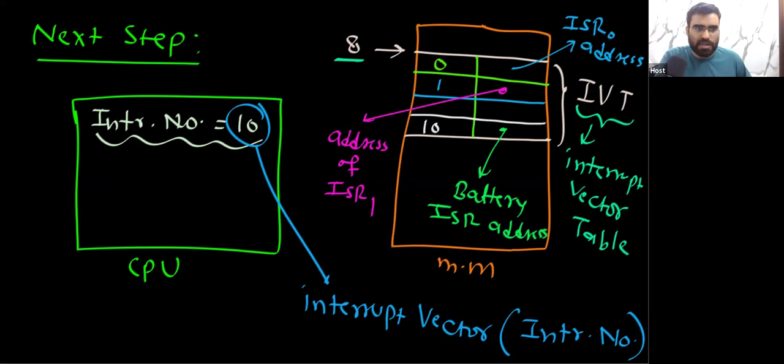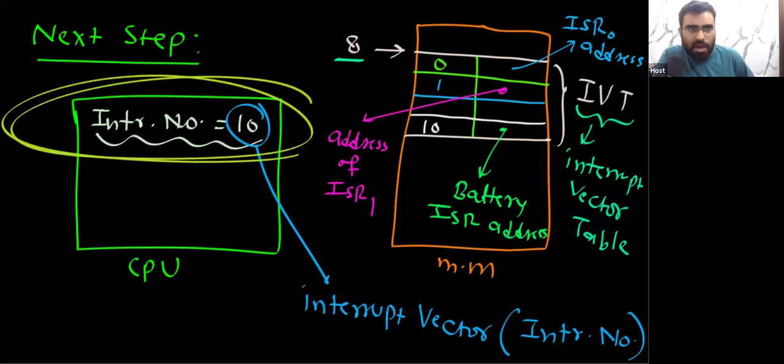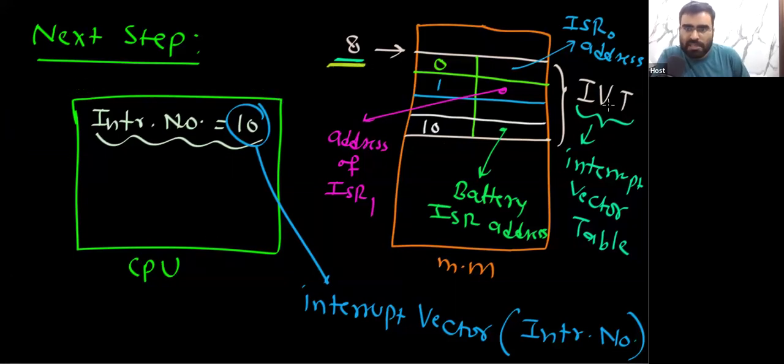Okay, is this point clear? So now it is very simple. When the CPU finds that the device, battery, has interrupted, what will the CPU do? The CPU will consult this IVT, the interrupt vector table. The CPU will check this table and see, for this interrupt number, what is the address of the ISR. Here, we have the address of the ISR of the battery.